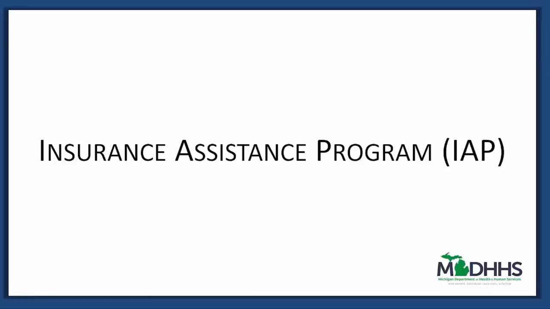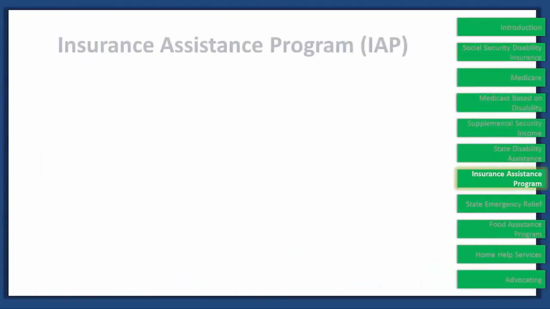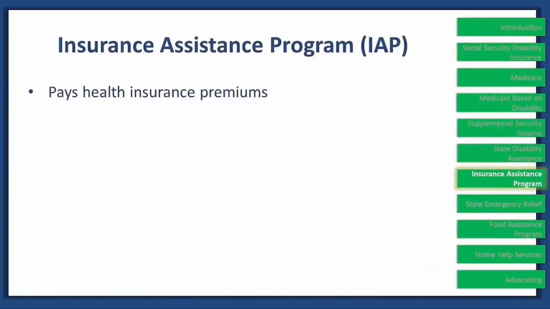Let's begin with the Insurance Assistance Program, or IAP. IAP pays health insurance premiums for eligible individuals so that they can keep their health insurance benefits during financial difficulty due to their illness. It does not pay deductibles or copays. Typical IAP clients have private insurance or Medigap, which is also called the Medicare Supplemental plan.